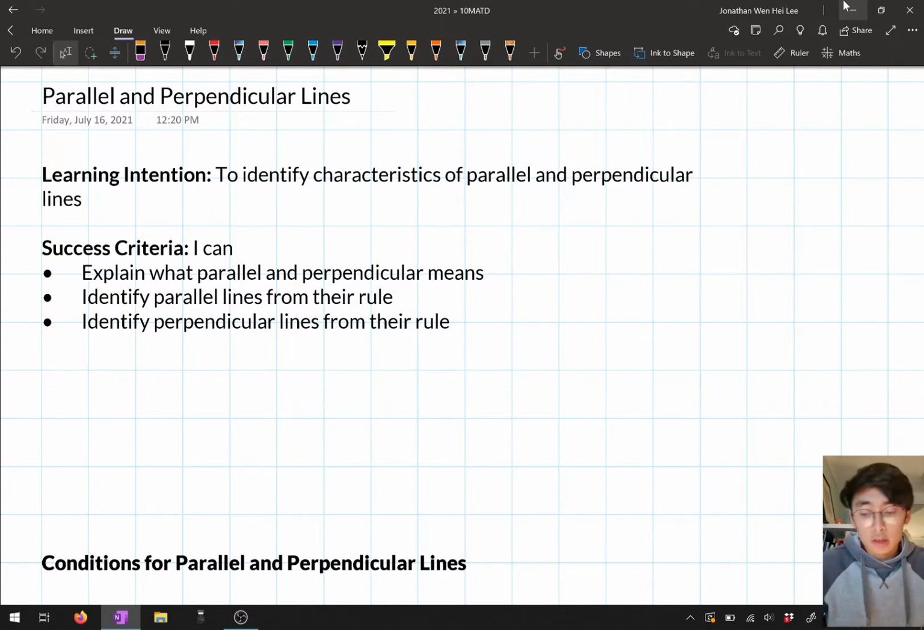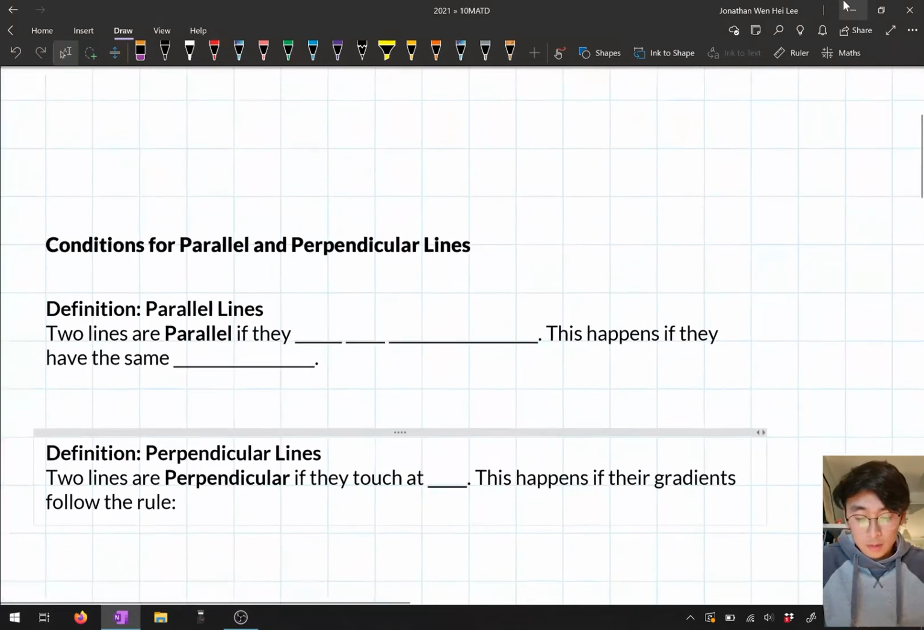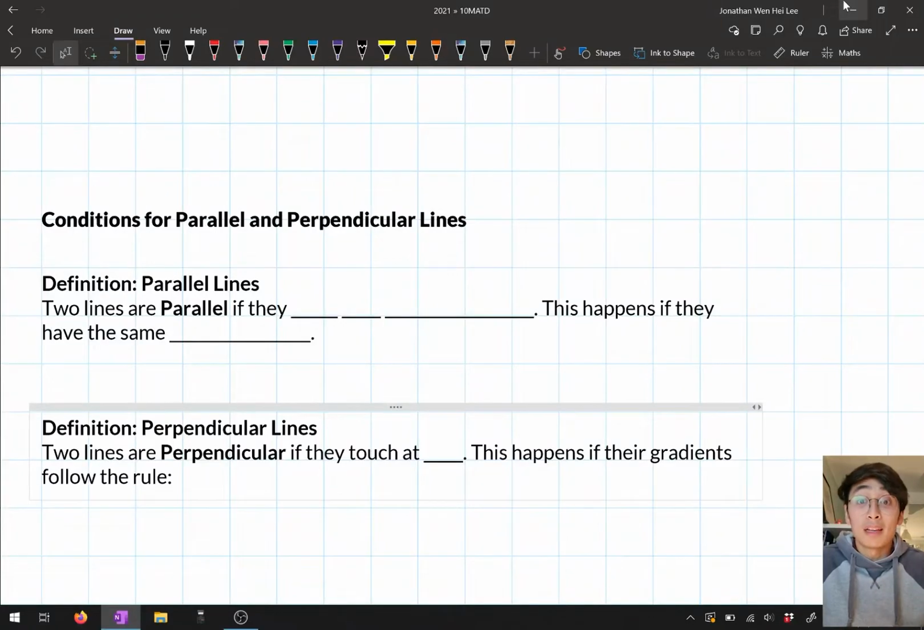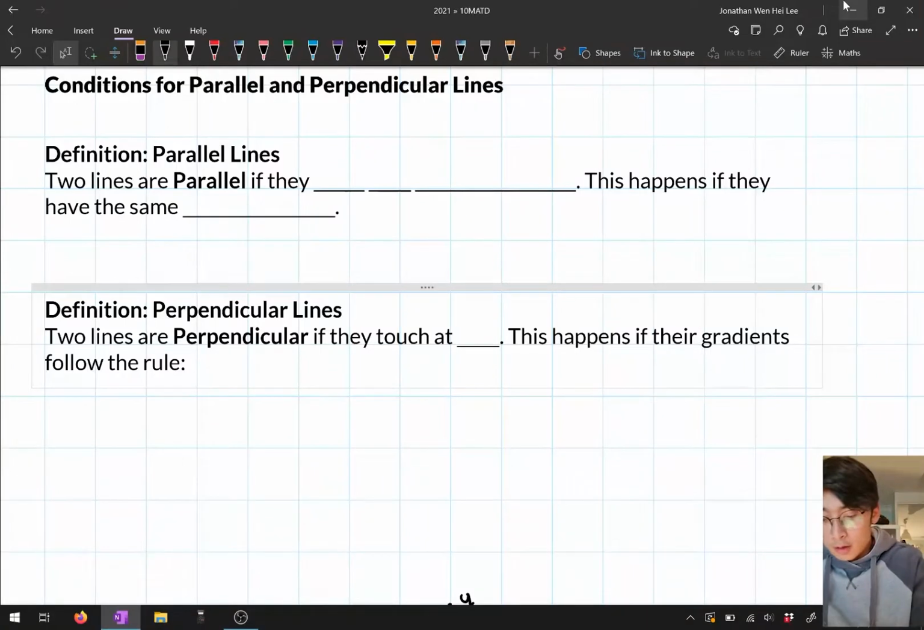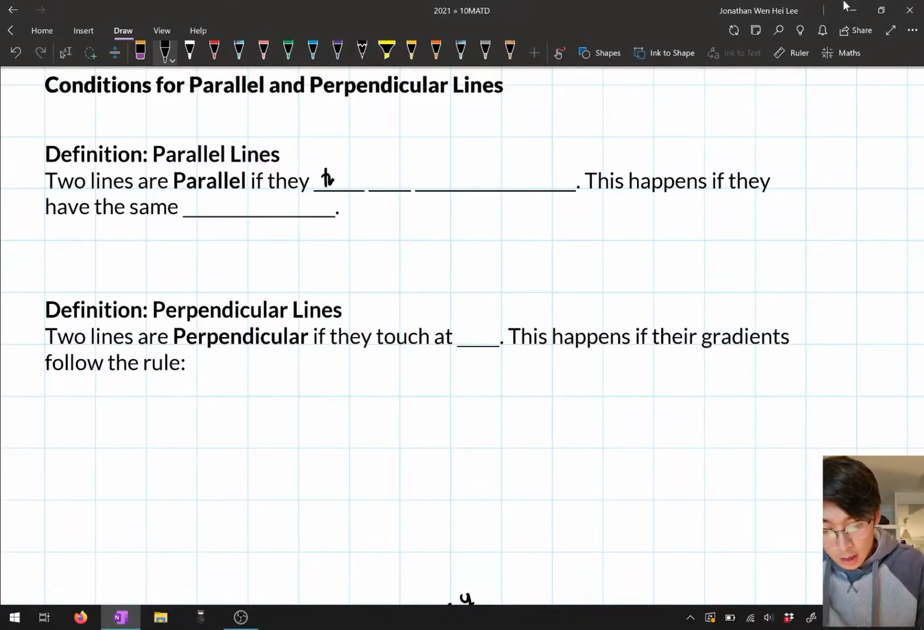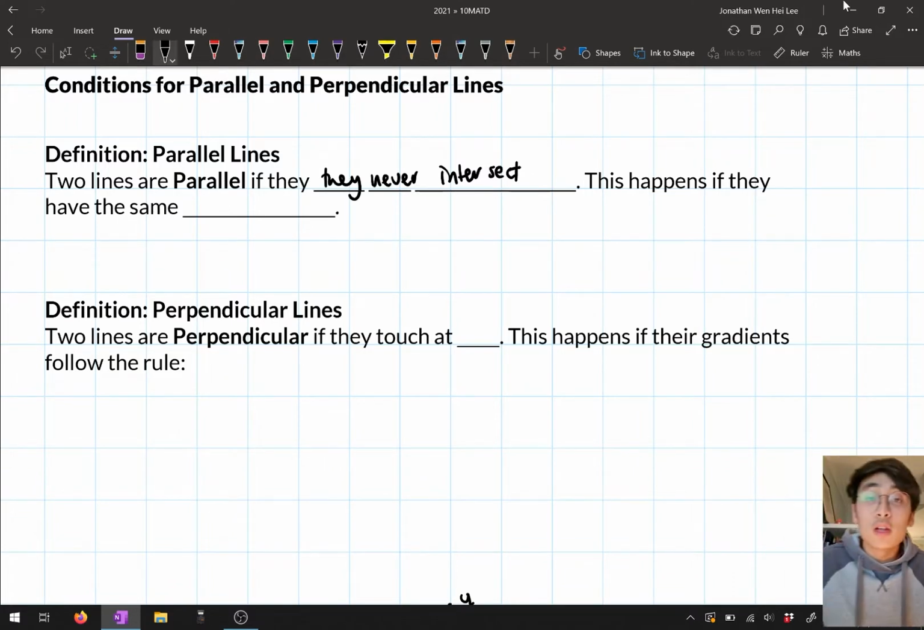So let's quickly go through what it means for a line to be parallel and what conditions are required for this. Now, two lines are parallel if they never intersect. If we draw two lines on a Cartesian plane and these two lines never intersect, those are what parallel lines are. Now, this happens if they have the same gradient.